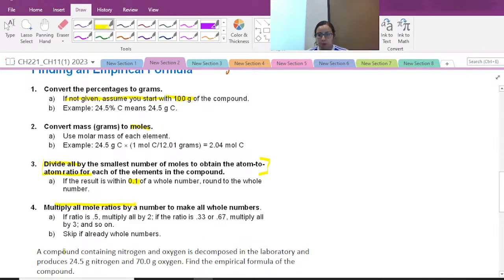All right, so go ahead and write the problem. A compound containing nitrogen and oxygen is decomposed in the lab, and you have 24.5 grams of nitrogen and 70 grams of oxygen. Just take a minute to think about it. How would you approach it? And like I said, then we'll go over it all together, step by step.